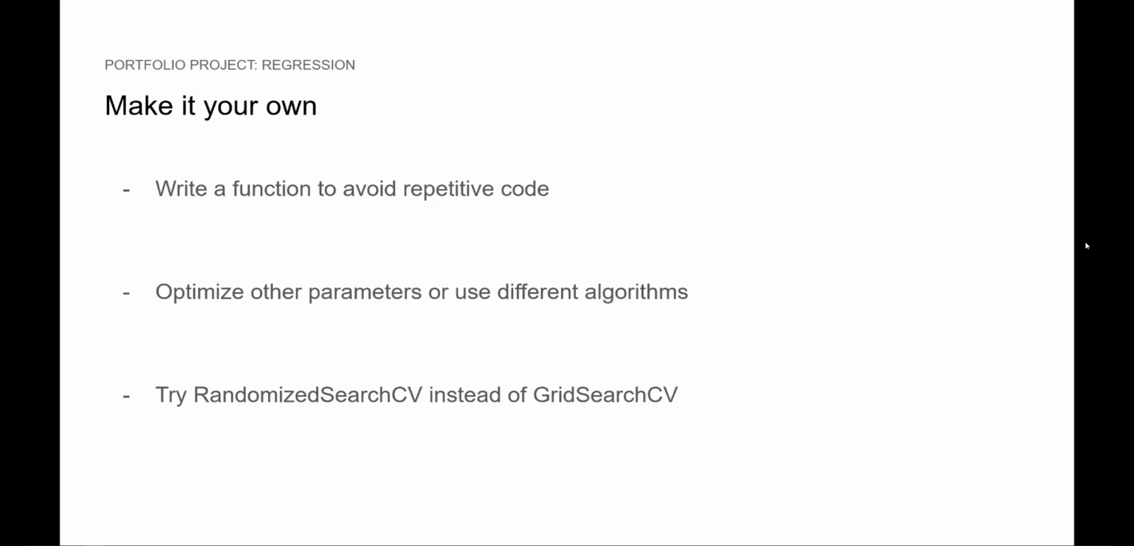Also, you could try to optimize other parameters or use different algorithms from those that we use in this project. And also, grid search CV was pretty long actually when we tried bagging. So like I said, 15-20 minutes. So maybe you can try to use randomized search CV, which is faster, but maybe will give better or worse results. Anyway, you should try it out, make experiments, and really take this project and make it your own.